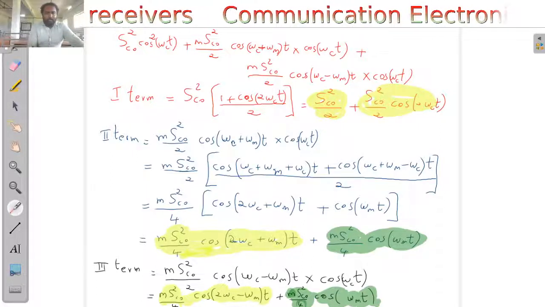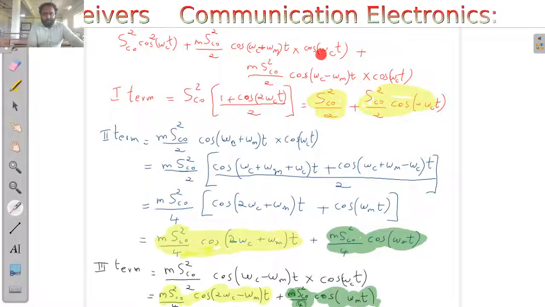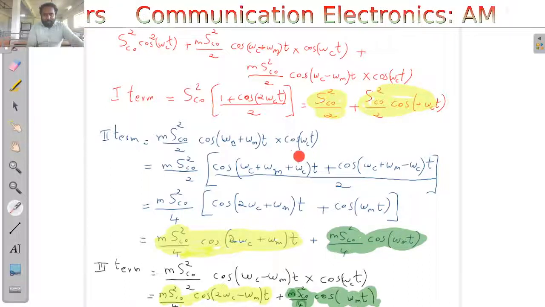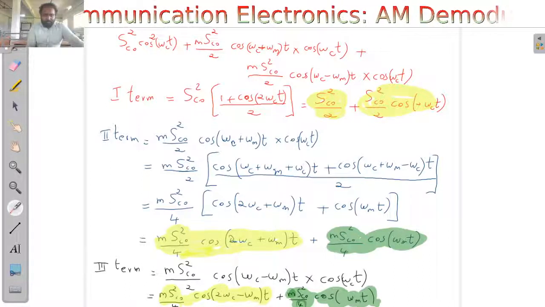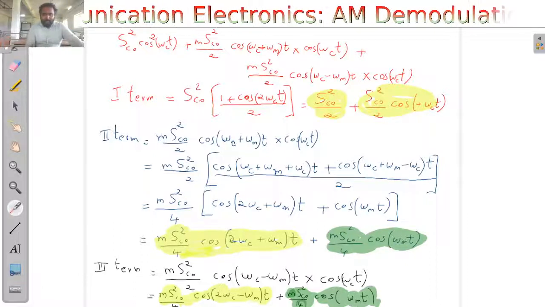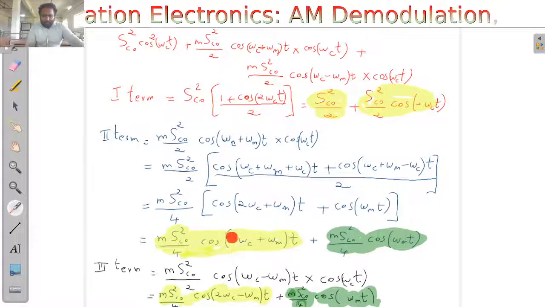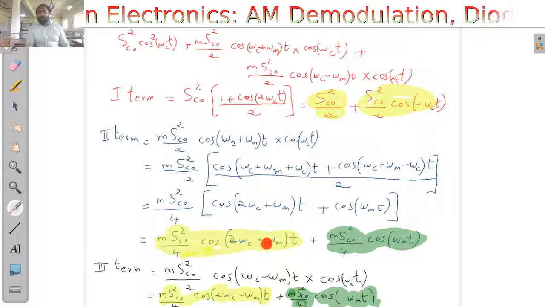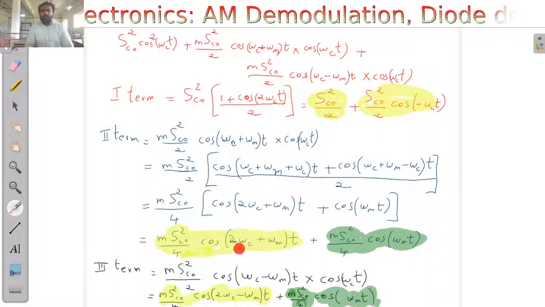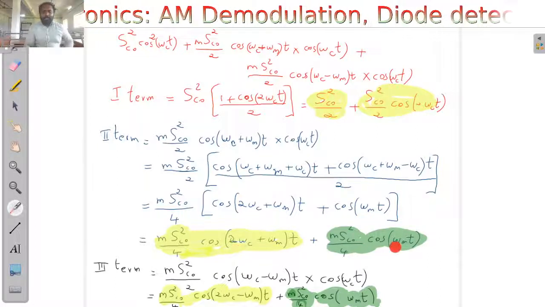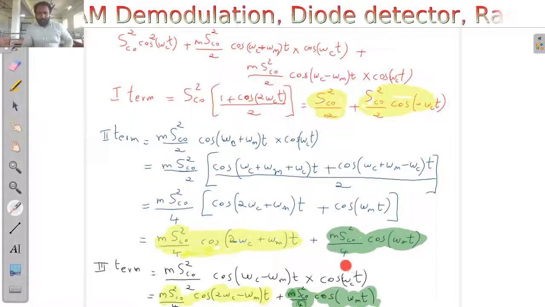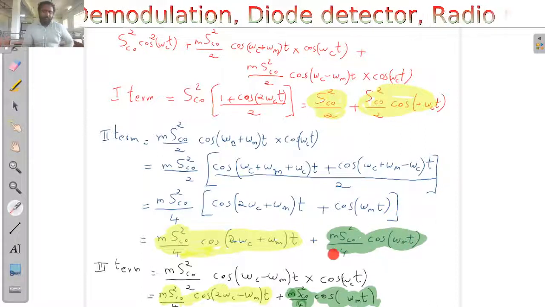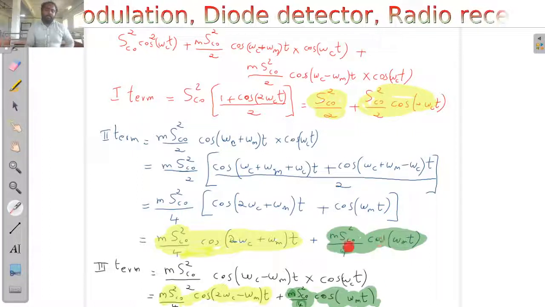And when we consider the multiplication of the second term, and expand this and do the frequency translation, you get a sum term and a difference term. The sum term happens to be at a frequency 2 omega c plus omega m. That is a very high frequency, and the difference term happens to be our message signal. So this is our message signal. This is something that we require. That is given in green color.